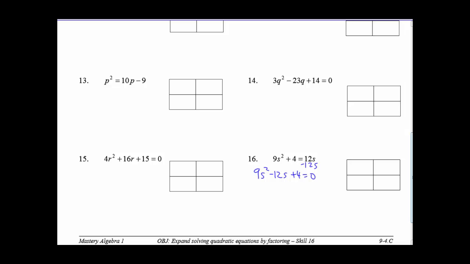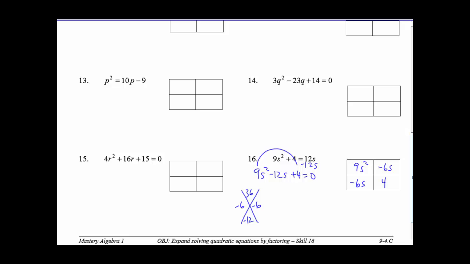Is there anything in common we can factor out? And we have a 9s squared, 12s, 4. No. Okay. So now we're going to look to factor. So 9 times 4 is 36, negative 12. What times what equals 36, but adds to get negative 12? Hopefully you're thinking negative 6 and negative 6. So we're going to immediately put those here. And we drop in the 9s squared and the 4.